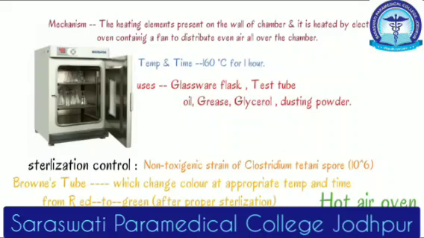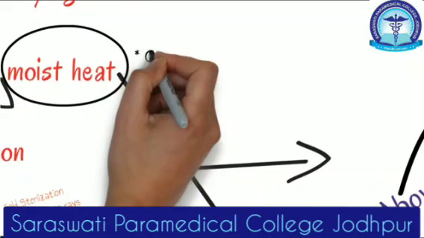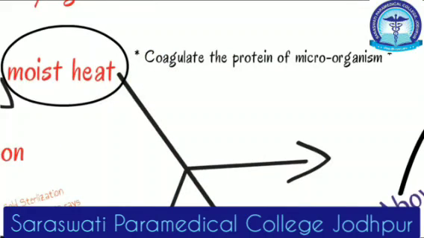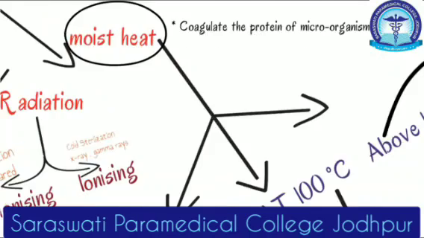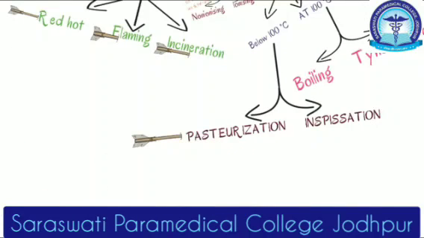Now we come to moist heat. The mechanism of moist heat is that it coagulates the proteins of the microorganism. In moist heat below 100 degrees Celsius we have pasteurization and inspissation. Both are very important, so remember them. In pasteurization we have two methods, the holder and flash method.